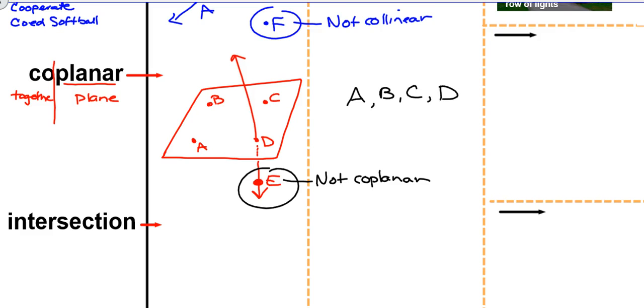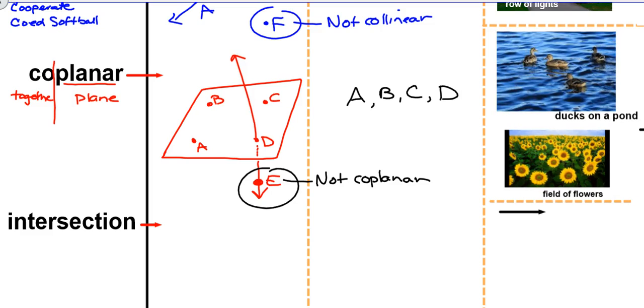I have some examples of coplanar also. I have those coplanar ducks on a pond, and I have those coplanar flowers in a field, or field of flowers. All of those flowers, the sunflowers, look like they're all on the same plane on the top of that field.